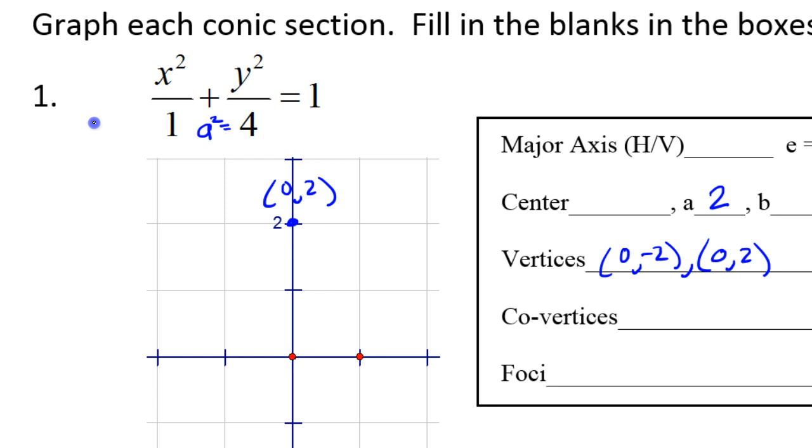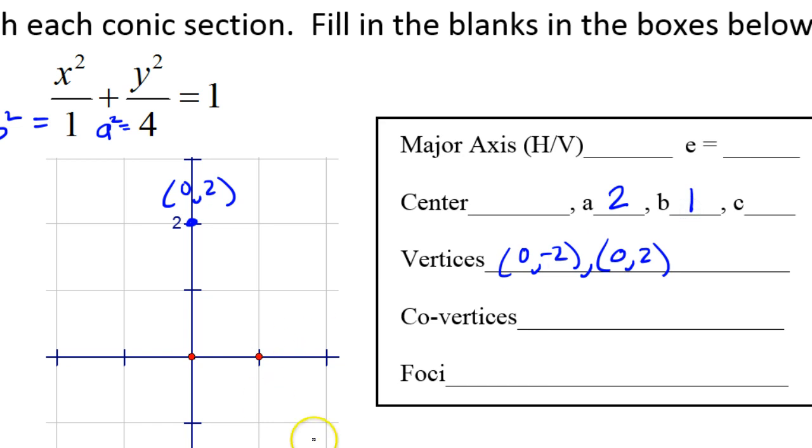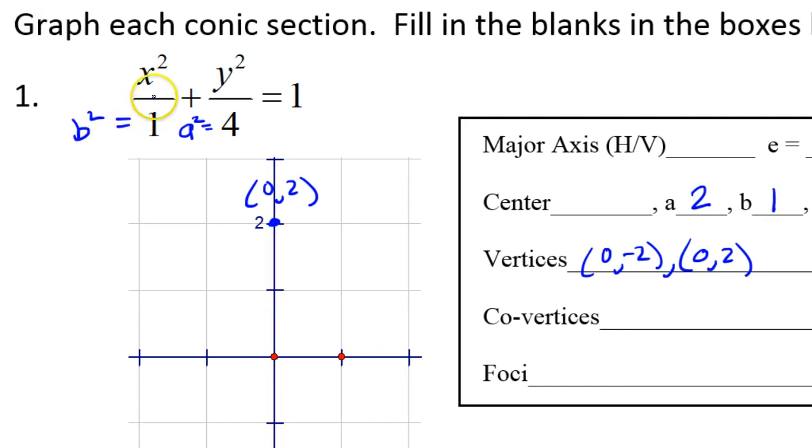Alright, the smaller denominator is b squared. And if b squared is 1, that means that b is also equal to 1. Because b squared is in the x term, that tells me that when I move the b value plus or minus 1, I'm going to do it in the x direction. So I'm going to go left 1 and right 1. And these will be my covertices. So 1, 0 and -1, 0.